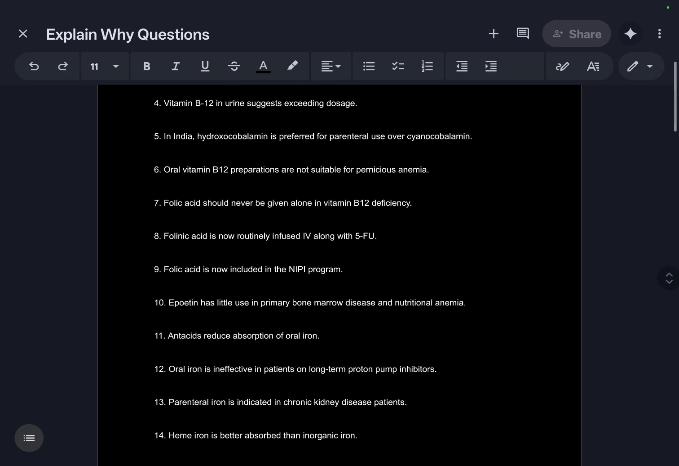Then question number 10. Erythropoietin has little use in primary bone marrow disease and nutritional anemia. So epoetin is a recombinant erythropoietin. It acts purely as a stimulator. It just tells the bone marrow to make more red blood cells. It tells the bone marrow that now you make more red blood cells.